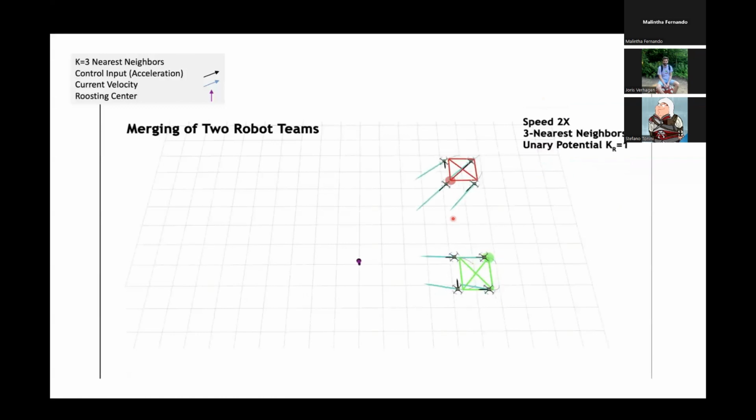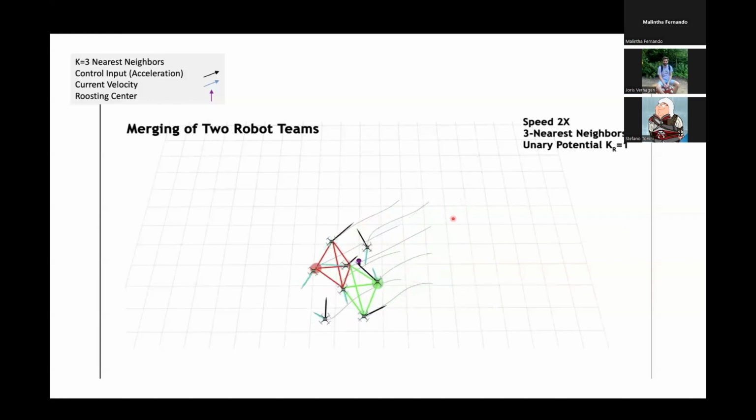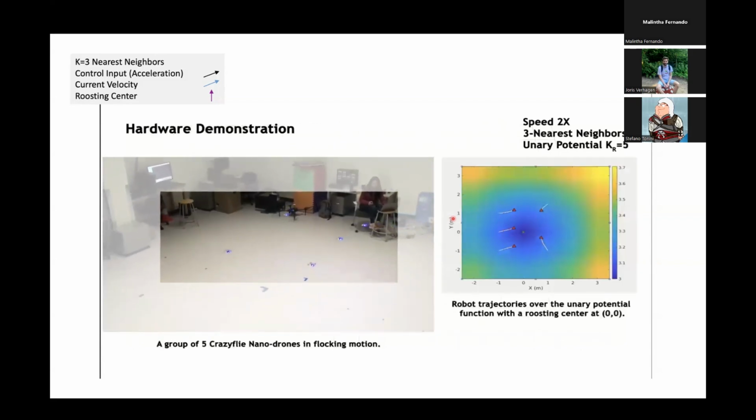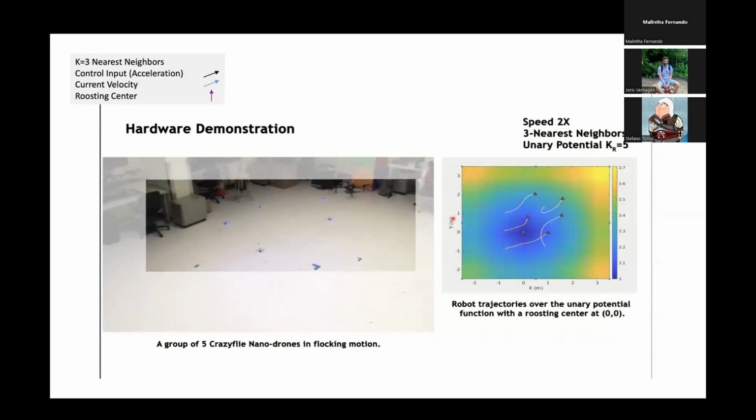Then we did the experiments again, and we can see they get very close to each other. This purple point is an external point that all the robots would like to get closer to, and we incorporate this into the optimization problem as an external node, like the orange node that we saw before.